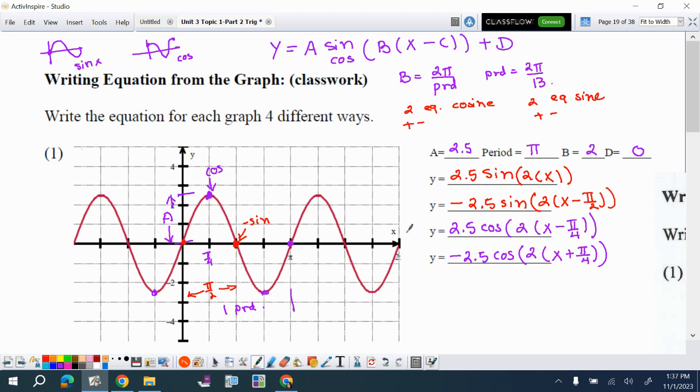So one more time, how to write the equation 4 different ways: 2 cosine, 2 sine, 2 positive, 2 negative. This is the example. They always have the same amplitude. They always have the same B value. They always have the same D. C is the only one that changes, based on where you start the function from.